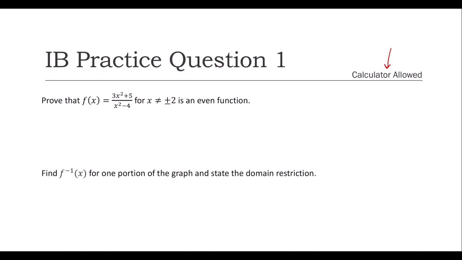So we'll start by plugging in negative x into f of x. So our f of negative x equals 3 times negative x squared plus 5 over negative x squared minus 4. So this equals 3 times negative x squared is just x squared plus 5 over negative x squared is just x squared minus 4. So our f of negative x is equal to our f of x, so this is an even function. So f of negative x equals f of x. Therefore, this is even.